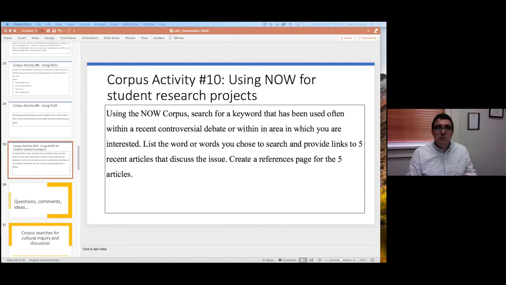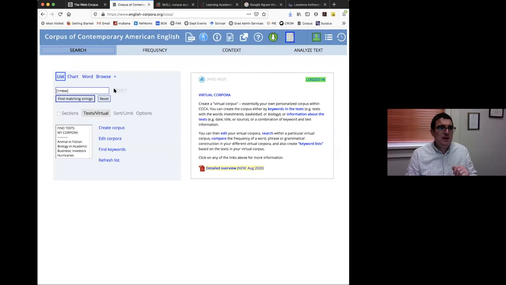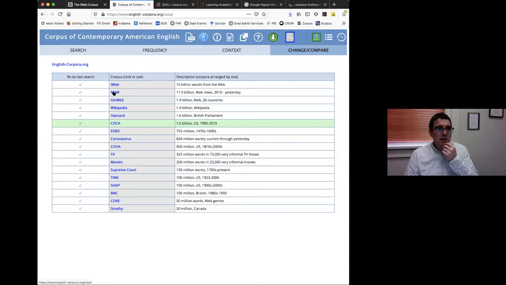Let me share a new screen, sorry. Okay, so hopefully now you're seeing the Corpus of Contemporary American English. I'm going to exit out of COCA and go to the NOW corpus. You'll notice with the NOW corpus, 11 billion words, it was updated yesterday. Amazing, right? So super, super current.